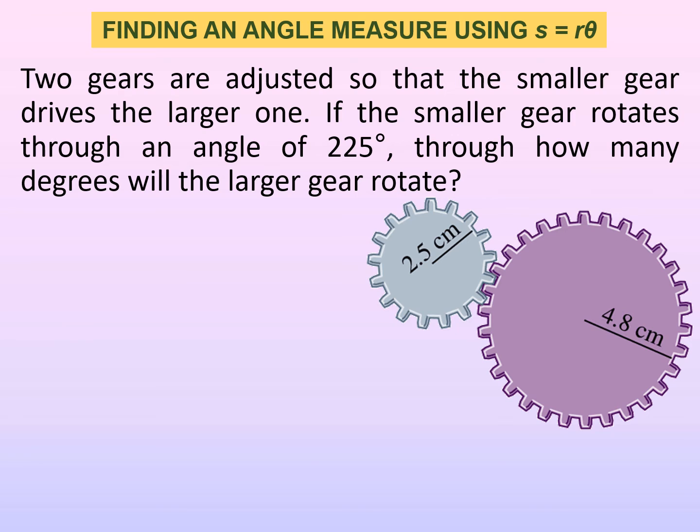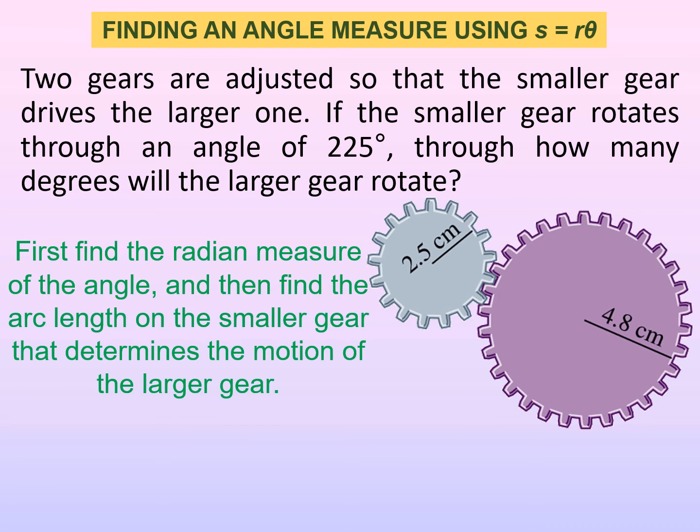Now let us have another one. Finding an angle measure using S is equal to r theta. Two gears are adjusted so that the smaller gear drives the larger one. If the smaller gear rotates through an angle of 225 degrees, through how many degrees will the larger gear rotate? Here, we are going to first find the radian measure of the angle and then find the arc length on the smaller gear that determines the motion of the larger gear. In order to do so, the first step is to convert 225 degrees to radians. So 225 degrees equals 5 pi over 4 radians.